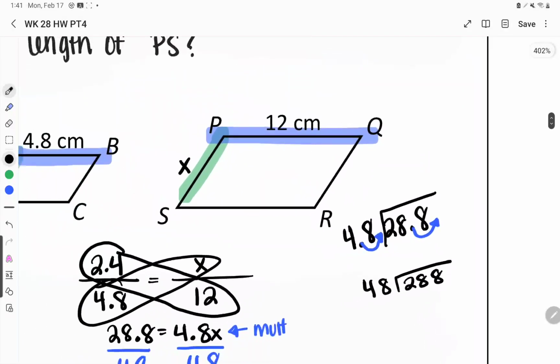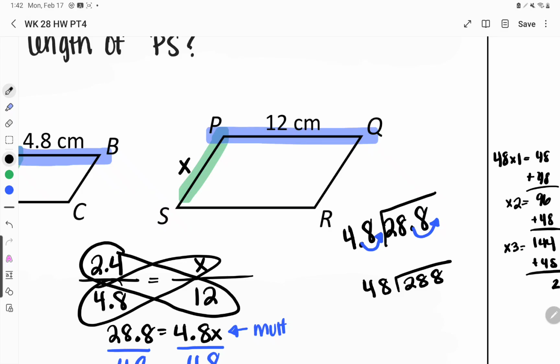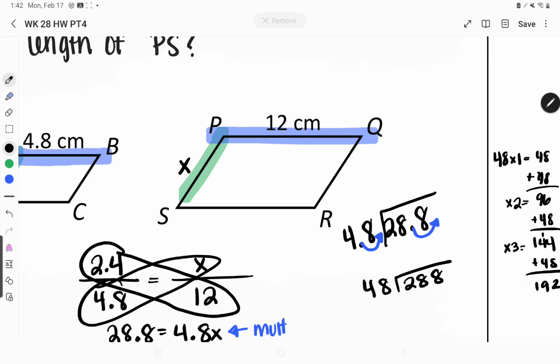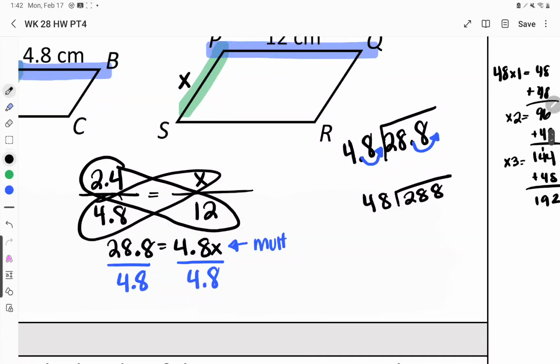All right, I'm just going to list out my 48s off to the side. I have 48 times 1, which gives me 48. Add another 48, and that gives me 96, which is times 2. Add another 48, and that gives me 144, which is times 3. Add another 48, and that gives me 192. And that's times 4. Add another 48.